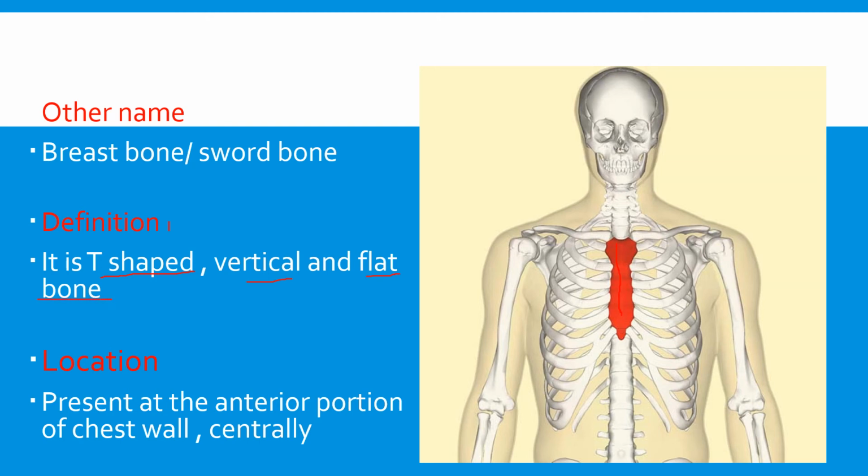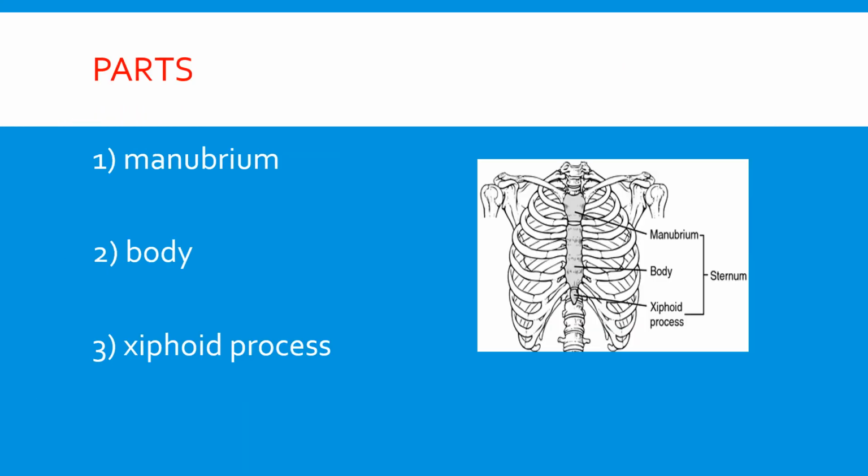And what is the location of the sternum? It is present on the anterior portion of your chest wall. This is the anterior portion of your chest wall, and it is present at the center of your chest wall, with ribs attaching to it. The sternum mainly consists of three parts. The first part is the manubrium, the second part is the body, and the third part is the xiphoid process.